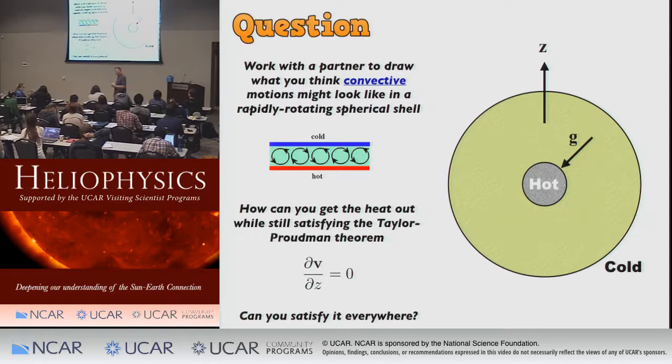Yeah, let me know if you have any questions. Basically, you want to draw a flow field that goes up and down and carries the heat out, but is independent of Z. And the question is, can you do that? Or how close can you get to it?